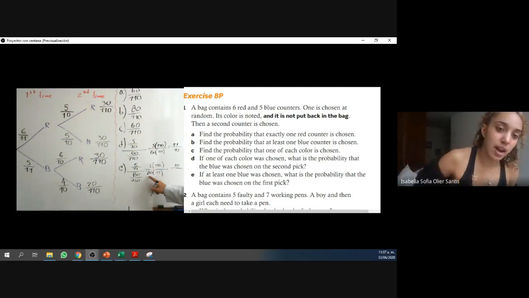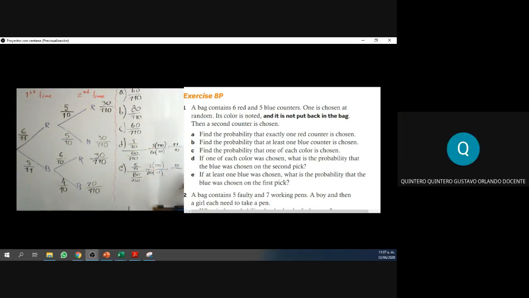Cancel what we can cancel, and we have, oof, man. All right, this is a hard one. This is 10 over 11 times, how much is 80 divided by 5? 5 over 8. It's the final answer. 5 over 8.